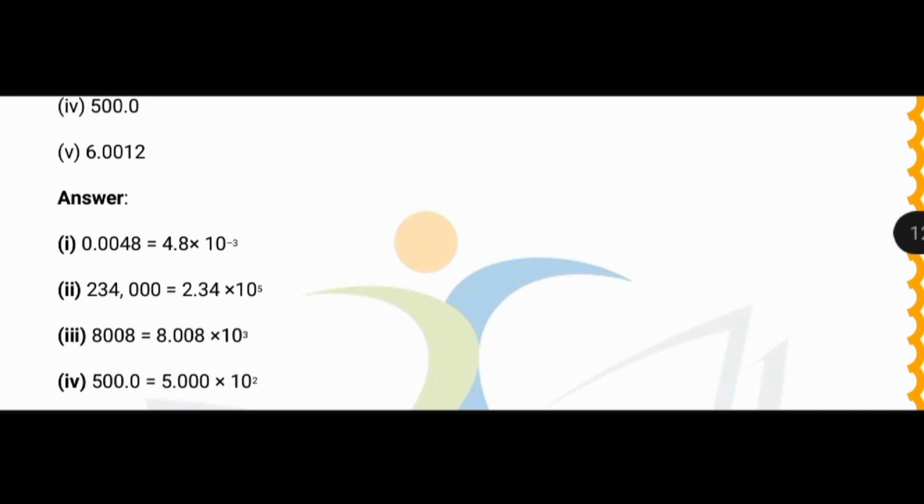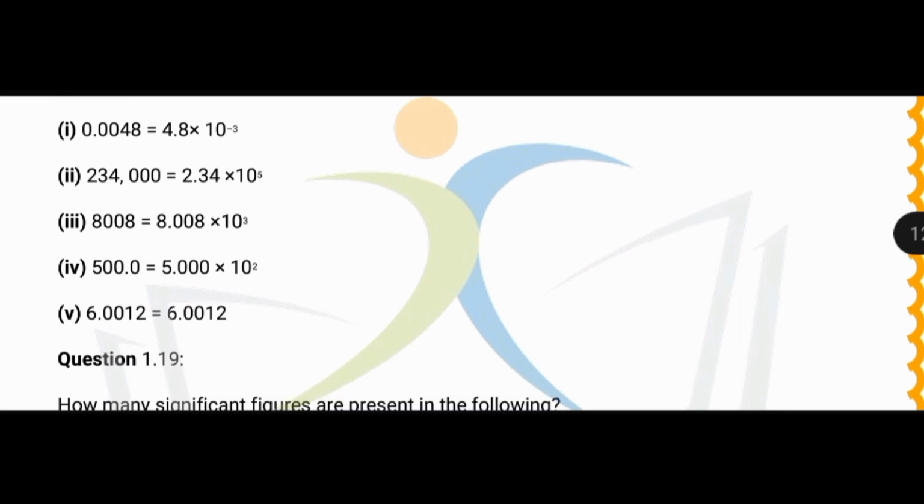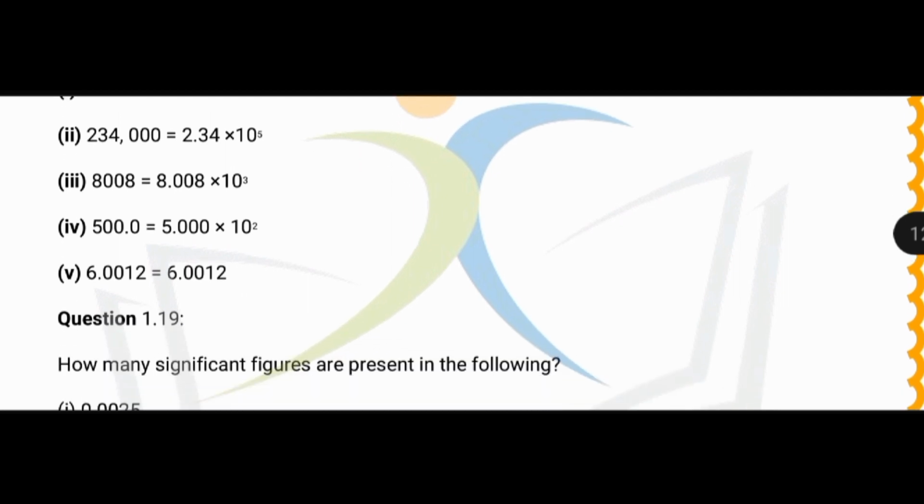Now how will you write 234,000? 2.34 into 10 to the power 5. Next 8008, meaning after 1 digit you have to put the point. So 8.008 into 10 to the power 3. Then 500.0, which is equal to 5.000 into 10 to the power 2. And 6.0012 stays the same, 6.0012, because in scientific notation you have to put the point after 1 digit.